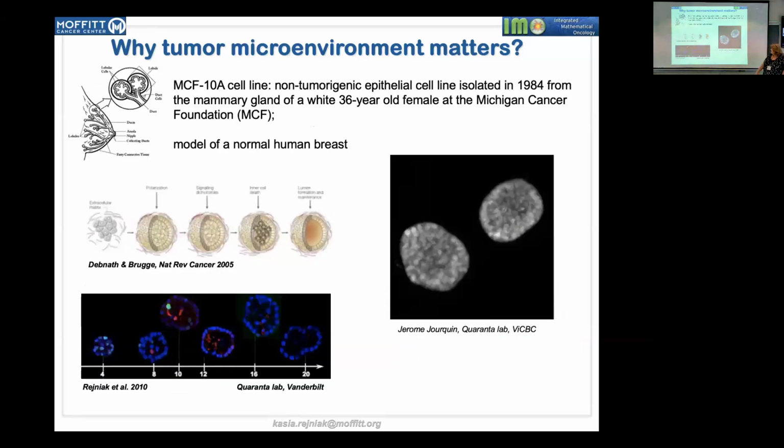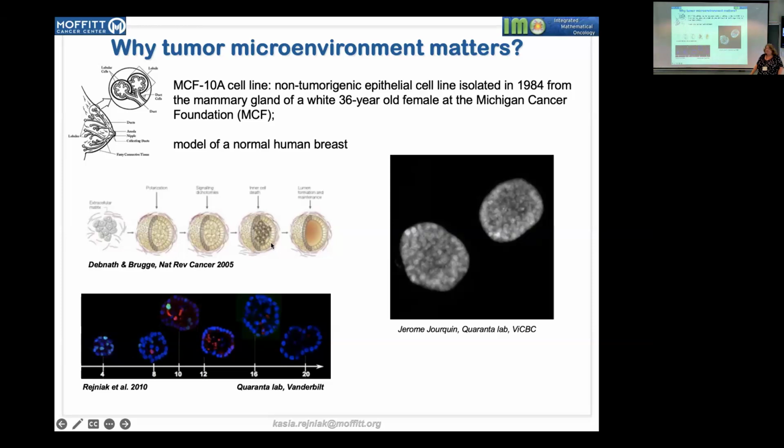So those MCF10As are a cell line. The MCF comes from the Michigan Cancer Foundation, so that was the non-tumorigenic epithelial cell line isolated by this foundation. And the schematic shows you that when those cells are put in the 3D gel, they first form a sphere, and on the bottom there are images from our collaborators from Vanderbilt. They first form the full sphere, then the cells on the outside differentiate, and then the cells in the middle are triggered into apoptosis, and they will die.